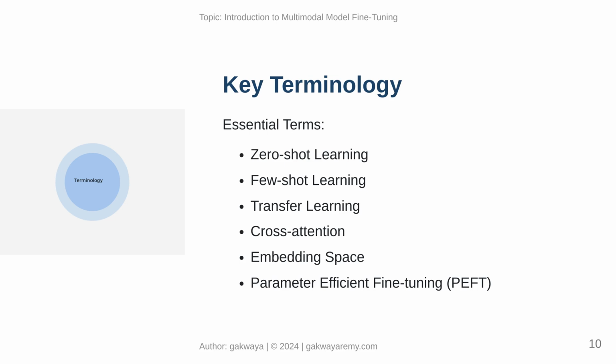Understanding the terminology is crucial for working with multimodal models. These terms form the foundation of our technical discussions. Zero-shot learning refers to the model's ability to handle new tasks without training, few-shot learning involves learning from minimal examples, and transfer learning leverages knowledge from one domain to another. Cross-attention and embedding spaces are key architectural concepts, while PFT represents modern efficiency techniques.